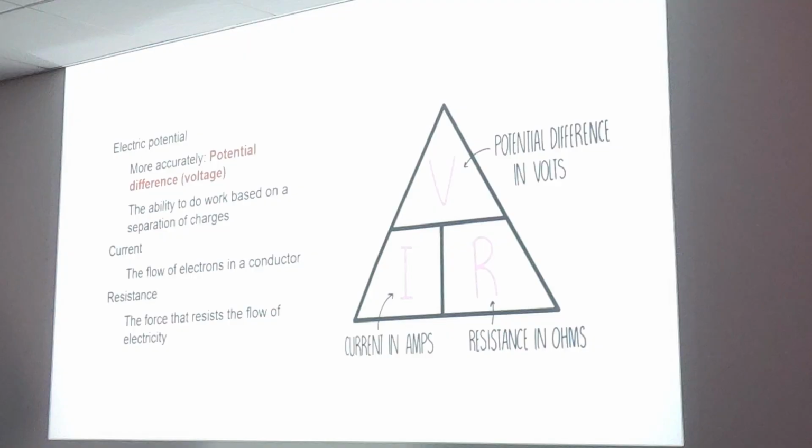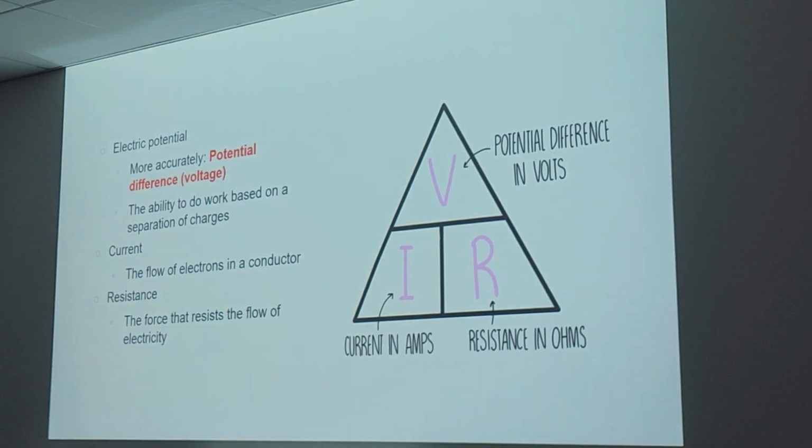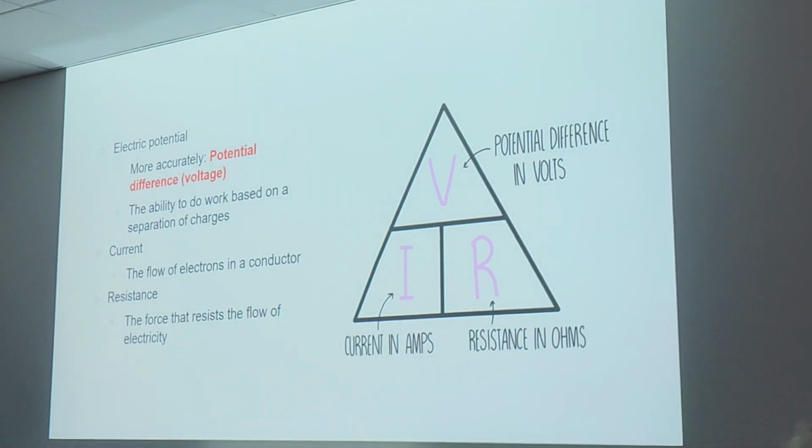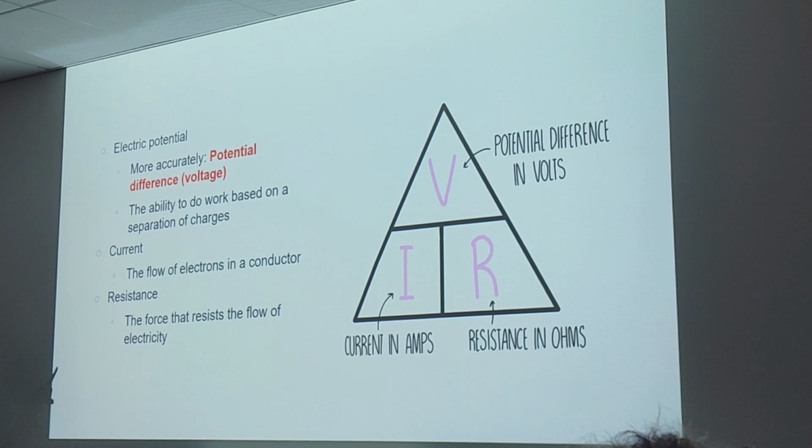So V represents the potential difference in volts. I in the formula represents the current in amps. And R is the resistance, and the unit for that is ohms.